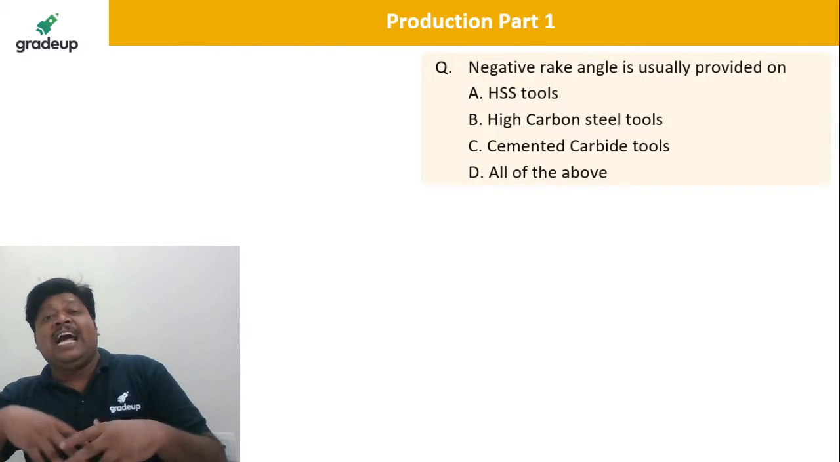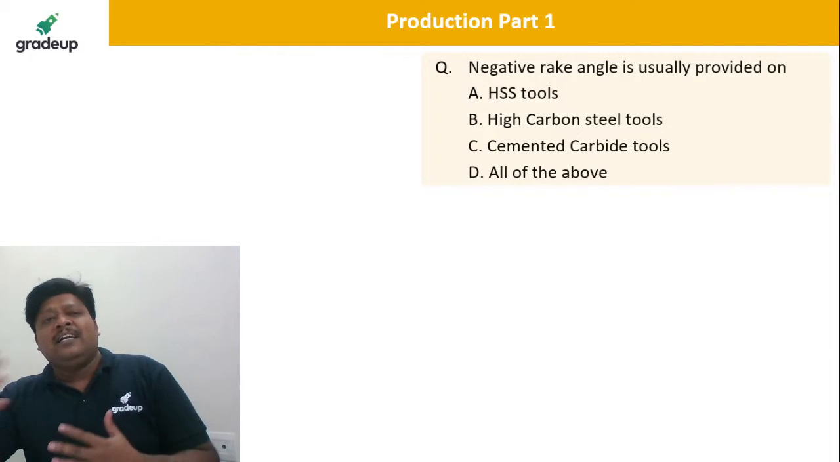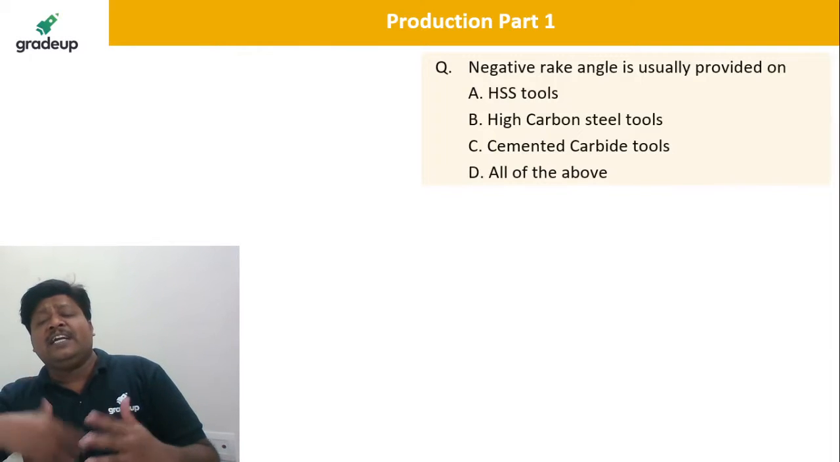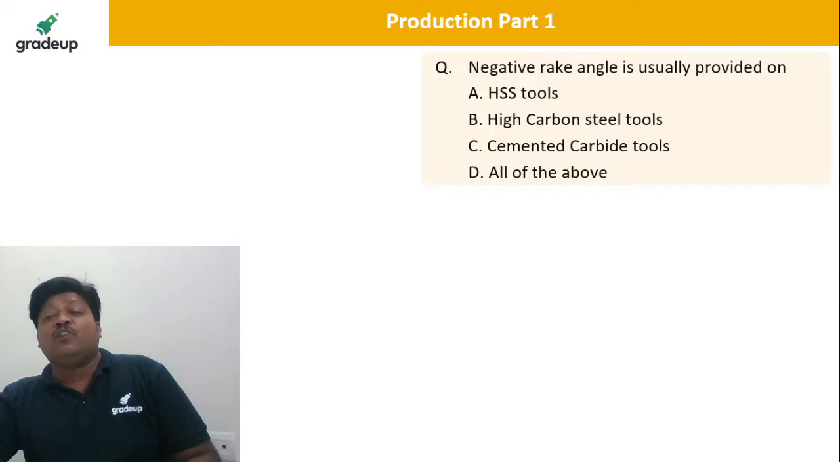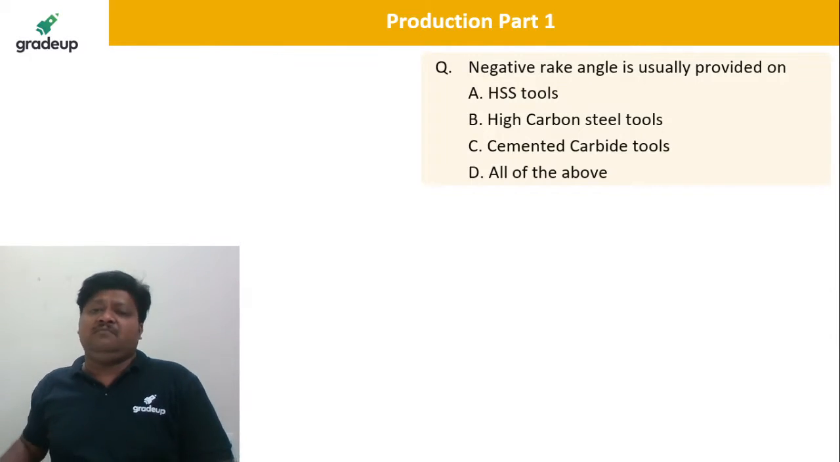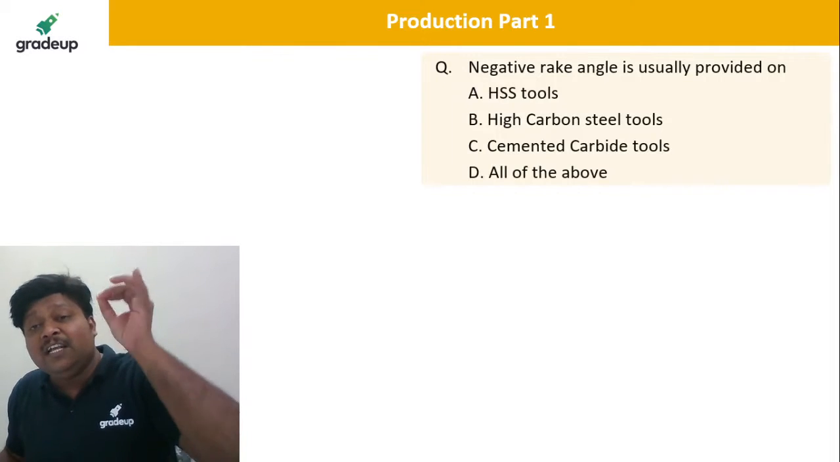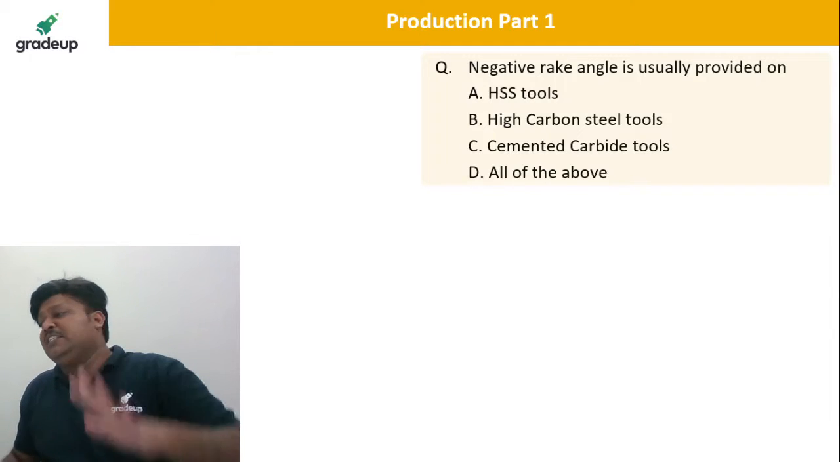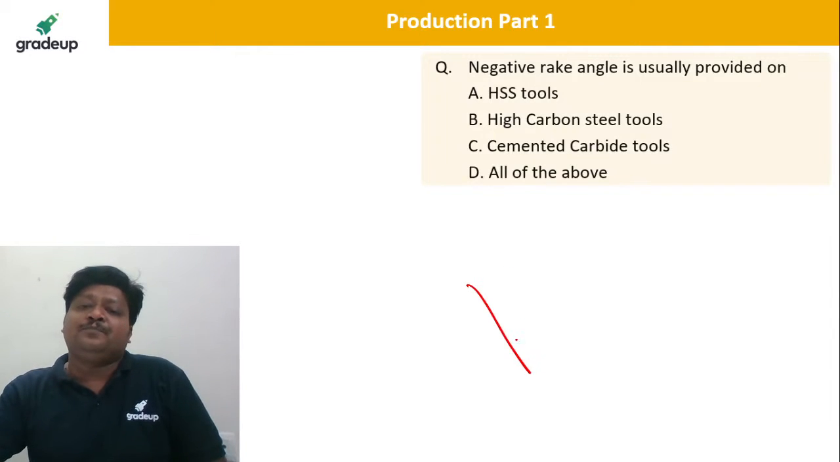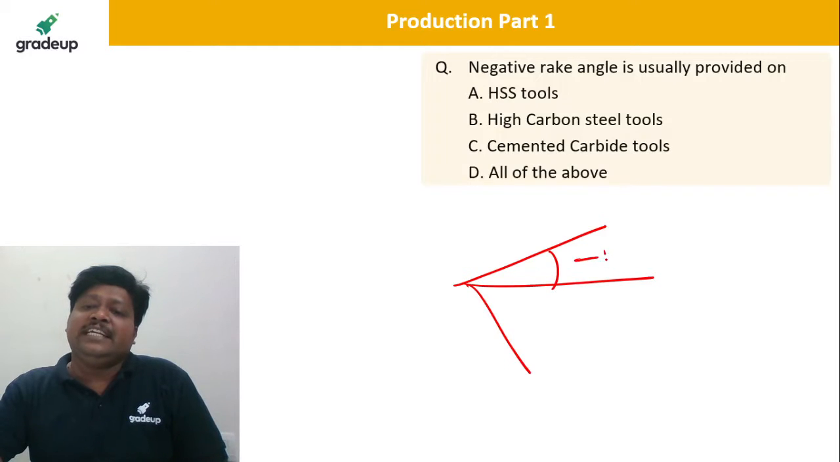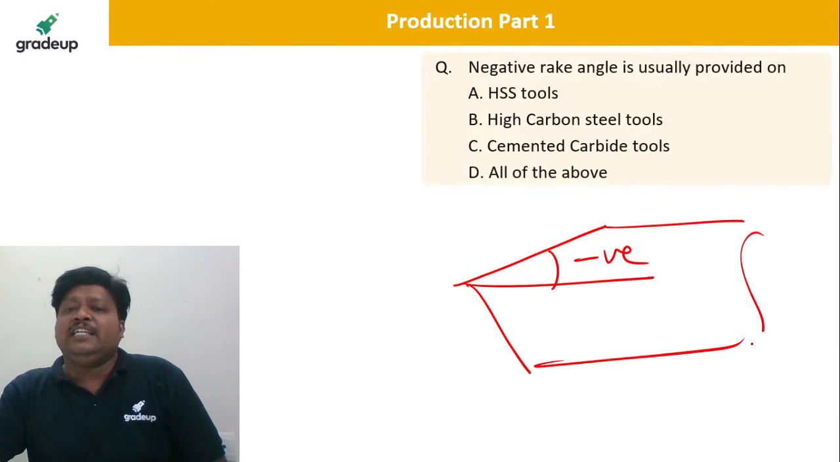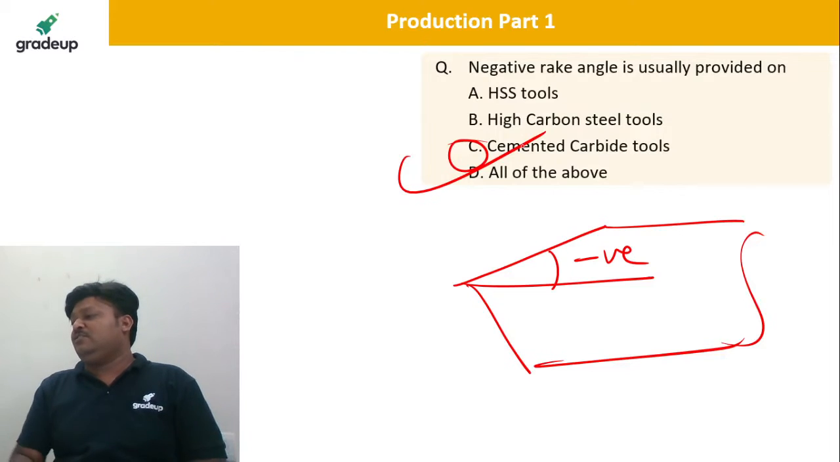As a tool material, it was used as a cutting tool around 1960 to 1965. When it was used as a cutting tool, one thing is very clear, dear students: carbides are very weak in tension, but they are very strong in compression. That is the reason why you need to have the negative rake angle on carbide tools.